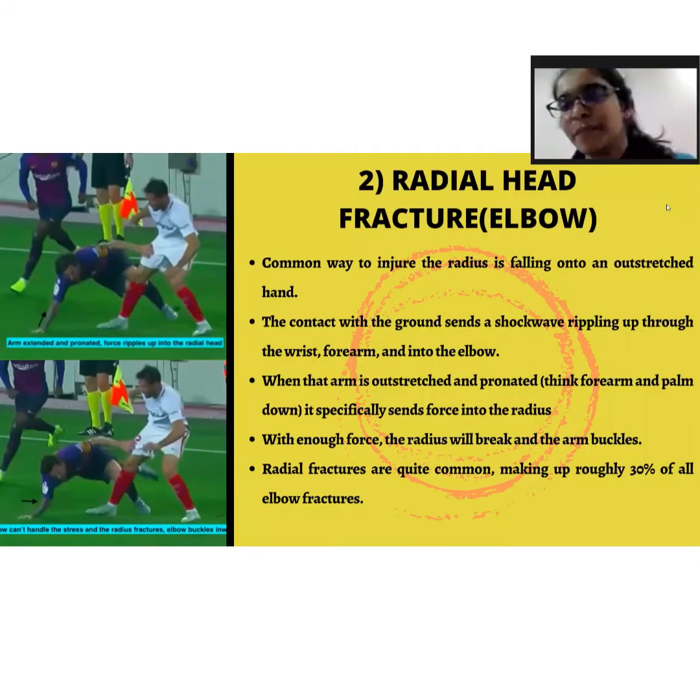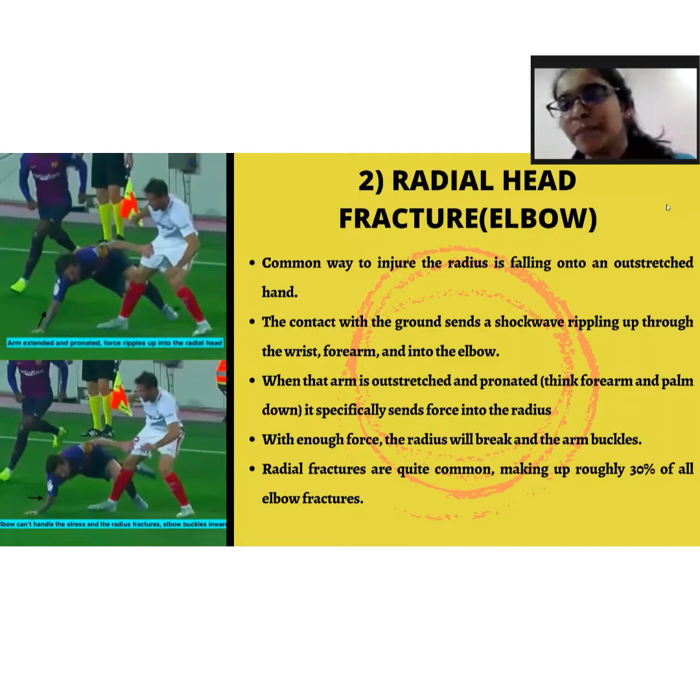Okay, the second injury is elbow fracture, known as radial head fracture. This common elbow fracture injures the radius in a fall onto an outstretched hand. The contact with the ground sends a shock wave rippling up through the wrist, forearm, and into the elbow. When the arm is outstretched, think of the forearm and the palm facing down like this. It sends force into the radius, at the elbow. With enough force, the radius breaks.